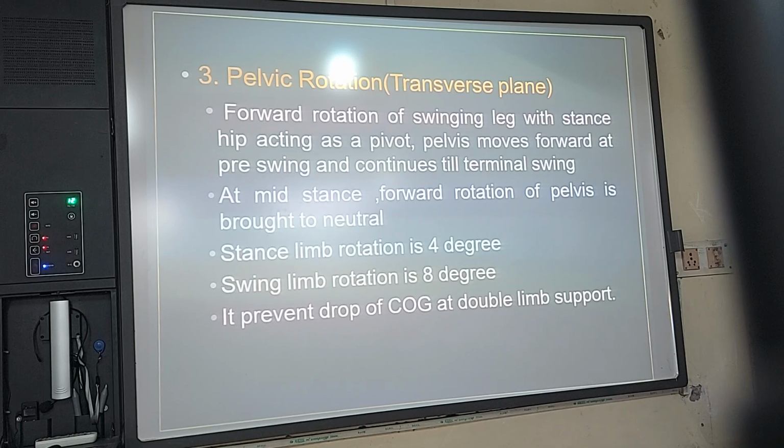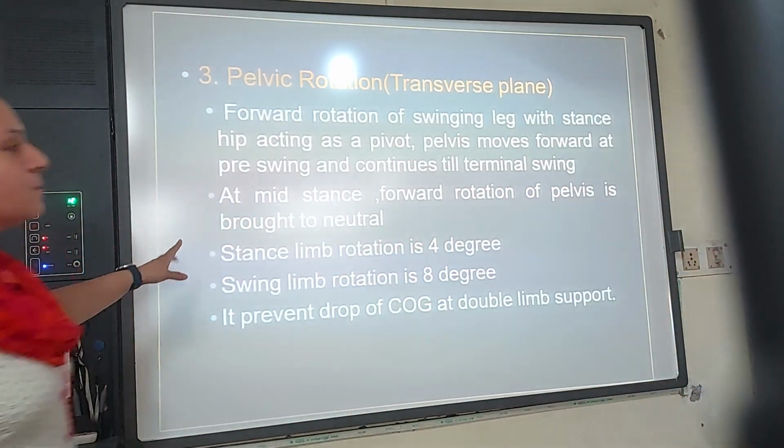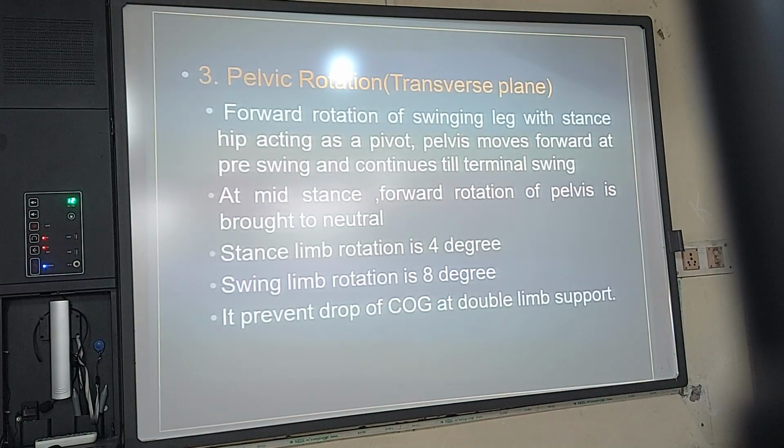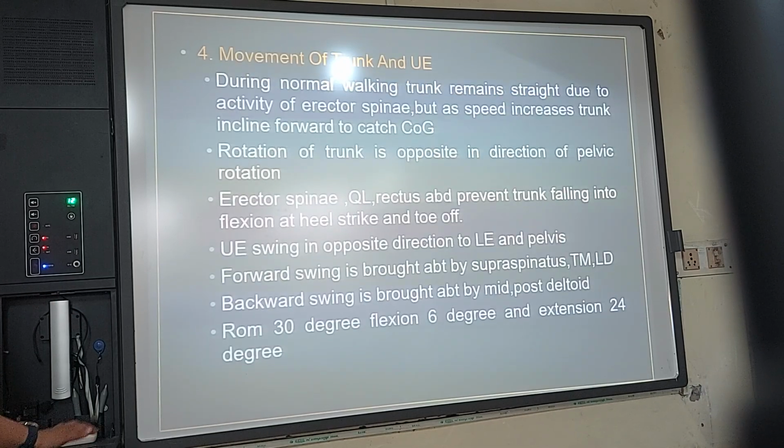The swinging leg is giving a more forward rotation, bringing about more pelvic rotation as compared to the stance limb, which is just playing the role of a pivot. It is giving a role of a pivot only. Okay? Is this point clear? So in the transverse plane, we will be seeing these images maybe in the next slide. Fine. So this is okay.